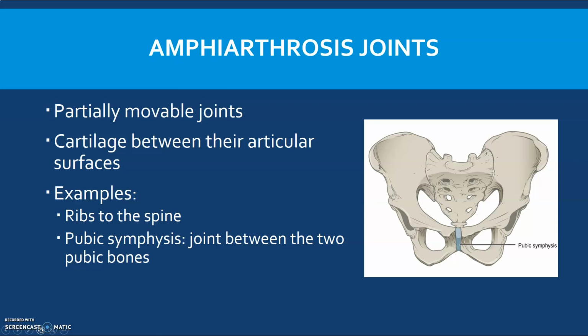Next we have amphiarthrosis joints. These joints are different from the diarthrosis joints because they aren't as movable. Rather, they can be described as being partially movable. An example of an amphiarthrosis joint would be the pubic symphysis. This is the joint where the right and left hip bones are held together by fibrocartilage. Another example of an amphiarthrosis joint would be the ribs to the spine.